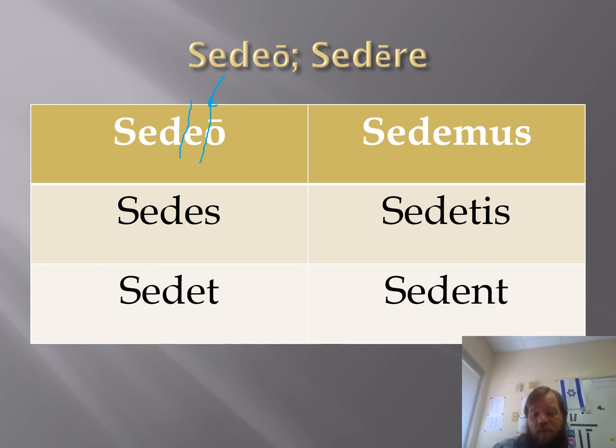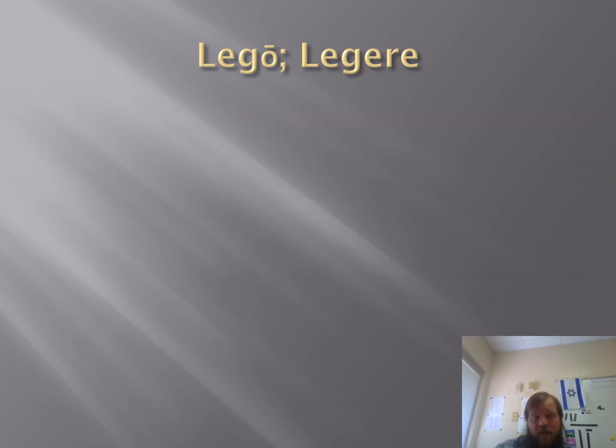Second's the easiest one, because you just follow all the rules exactly as they are. Stem is SED, joined vowel is E, S. Stem is SED, E, T. SED, E, MUS. SED, E, TIS. SED, E, NT. Very repetitive. All right? Next one. Same deal. Pause it. Lego, legere. Pause it. Work on it. All right?